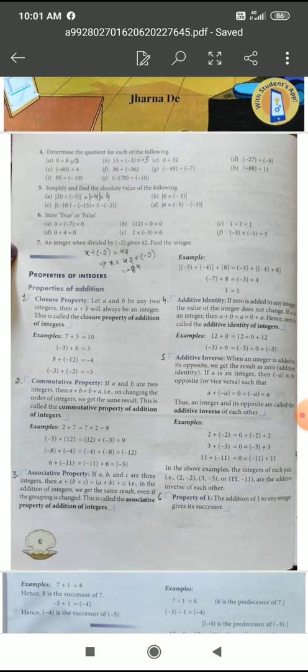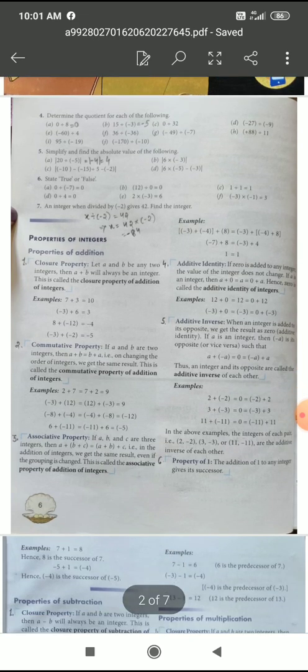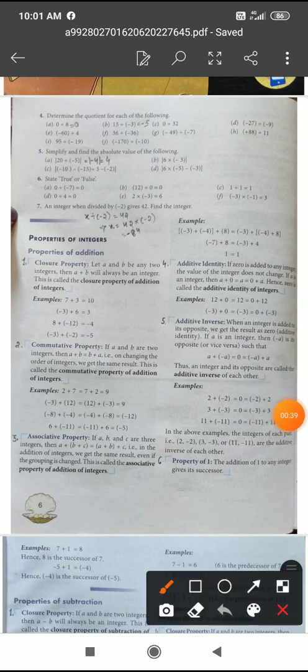First we discuss properties of integers. Properties of addition. Here you see the first property, closure property. Let a and b be any two integers, then a plus b will always be an integer. For example, 7 plus 3 equal to 10. Minus 3 plus 6 equal to 3. Here 10 and 3 are integers. So this property is known as closure property.